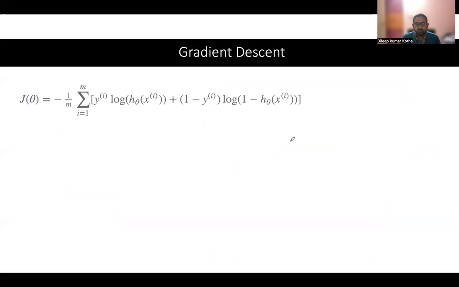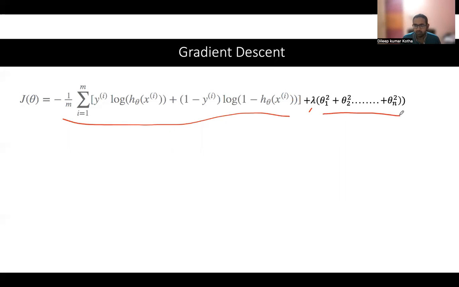So similar to what we have seen in linear regression, here also we need to penalize the cost function using the regularization parameter lambda. So here the cost function is this for classification problem, for logistic regression. And we add the regularization parameter lambda times all the parameters squared. So this will help us prevent overfitting.